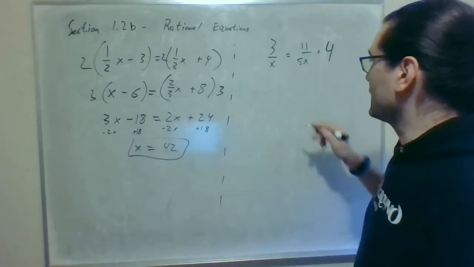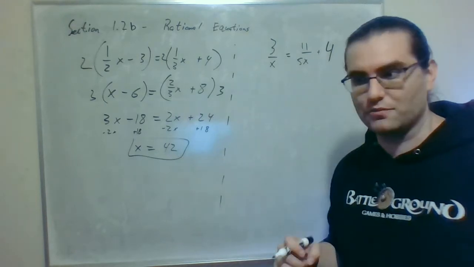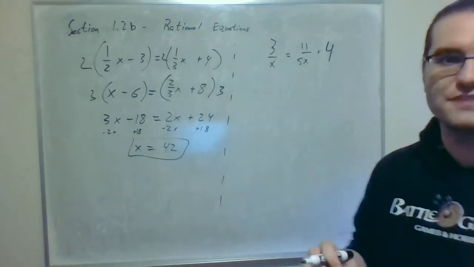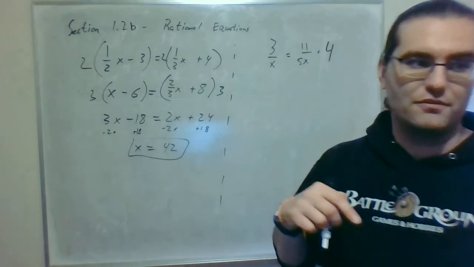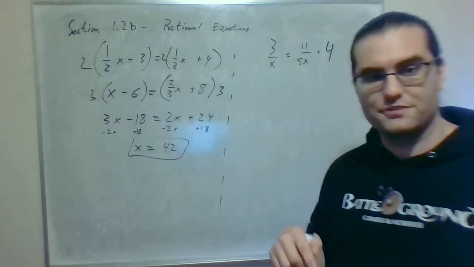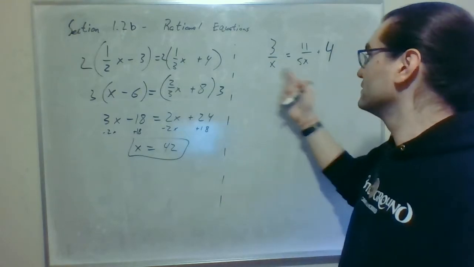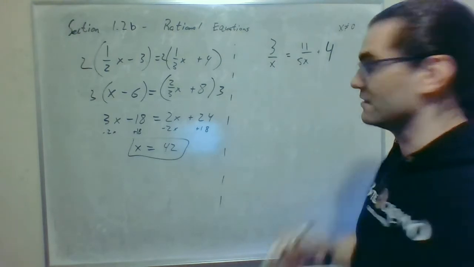The other thing we have to look out for is domain restrictions, just like what happened when we did section P6 and started doing rational expressions. We had to be very cautious of these domain restrictions. There are certain x values that these things can't be. Like in this one, I think it should be pretty clear that x can't be 0.